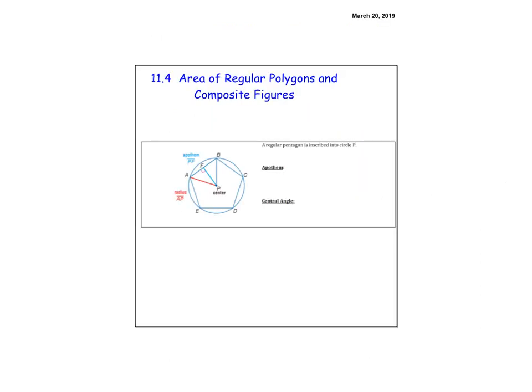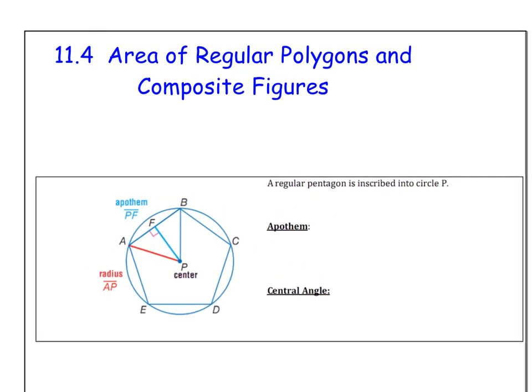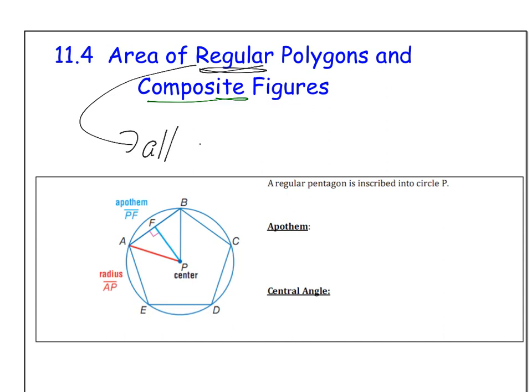Okay, so now we're going to jump into the area of regular polygons and regular and composite figures. So we've already talked about composite figures a little bit. Now we're going to jump into regular polygons. What the heck does regular mean? Regular means two things. All sides are equal. All angles are equal.